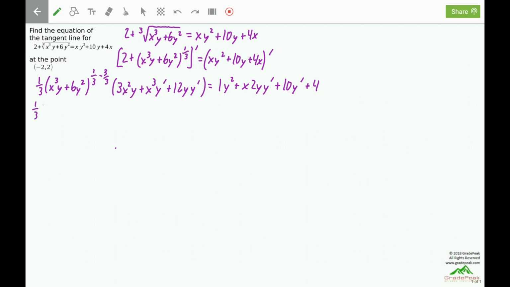So we have 1/3 times x cubed y plus 6y squared to the 1 minus 3, negative 2/3 power, times 3x squared y plus x cubed y prime plus 12y y prime equals 2. The 1's implied, so we can write that as y squared. We can move the 2 to the front, the next term, so 2xy y prime, and then the 10 y prime and the 4 we will leave as is.